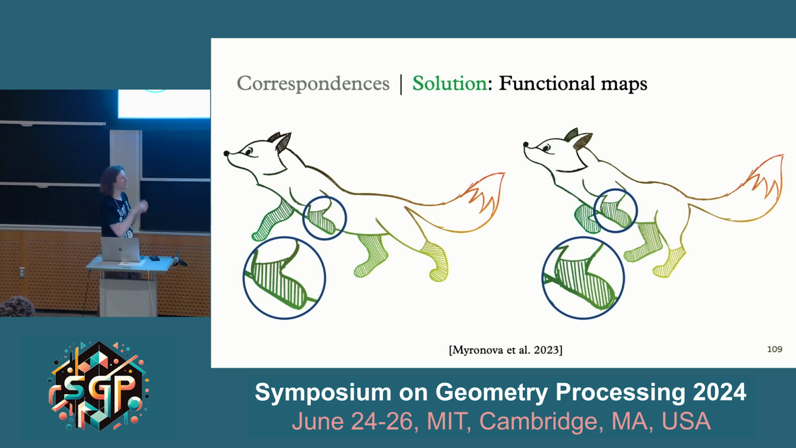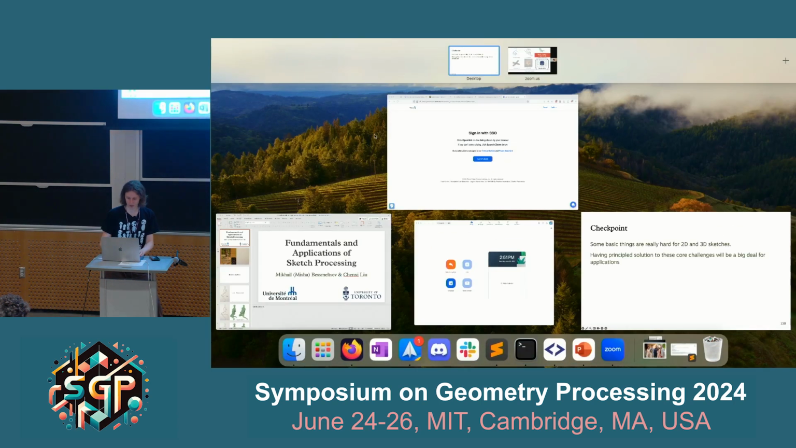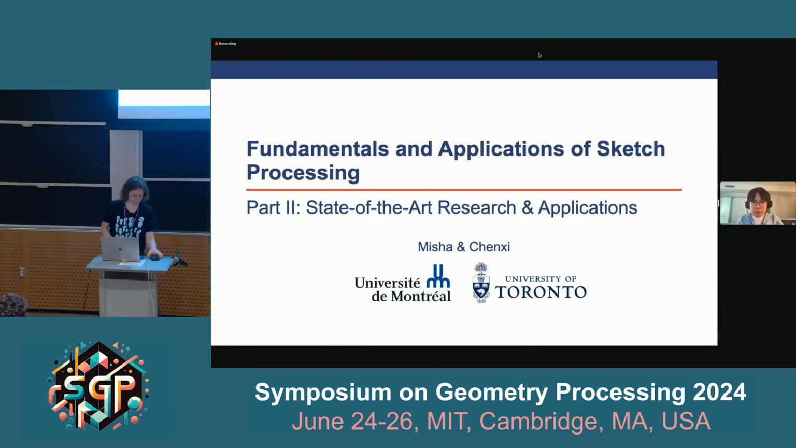For sketches, that is, because if you zoom in on these pointwise correspondences, they're all over the place, slightly within some radius. So they give some idea, but not an ultimate solution. So the ultimate checkpoint before I ask Chenxi to continue is to say that even the most basic things, like figuring out the tangents, are complicated for sketches, but at the same time, they're super interesting as representations. So maybe having principled solutions to any of those challenges can be a big deal. Anyway, so now I turn over to Chenxi.